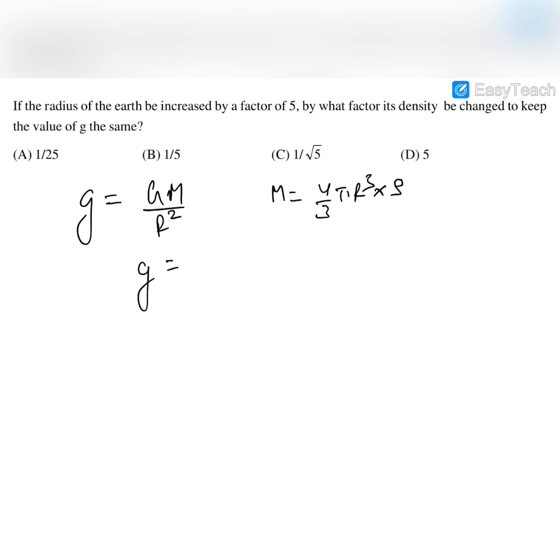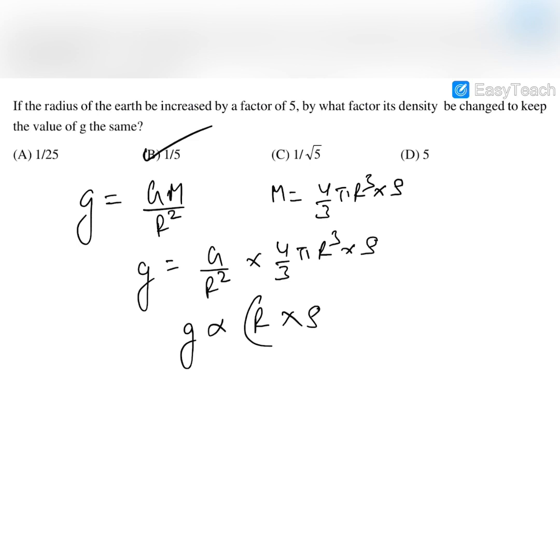So g is equal to G by R square into 4 by 3 pi R cube into rho, and g is proportional to R into rho, which means that if the radius is increased by a factor of 5, then the density must be decreased by a factor of 5 so that the acceleration due to gravity remains the same. So the correct answer will be B. Now we move on to the next problem.